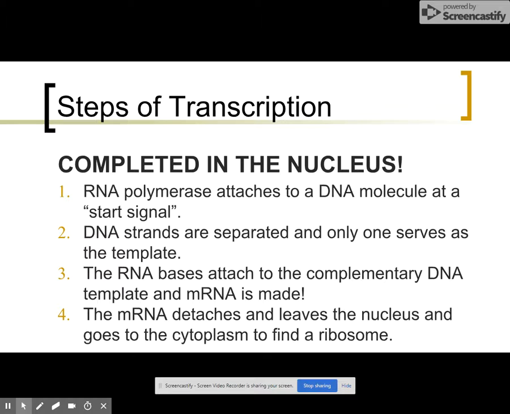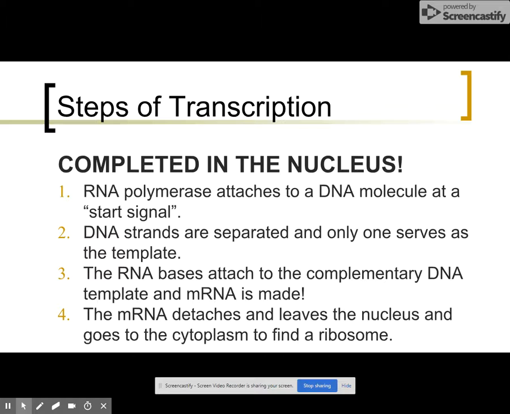So that DNA strand is separated, right? And we only use one side to serve as that template. Next, the RNA bases, the A's, the U's, the C's, and the G's, will attach to that complementary DNA template that we're using, that side of the DNA molecule that we're using there. And messenger RNA is made.